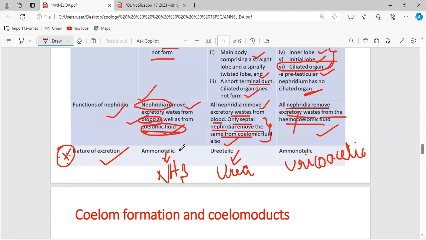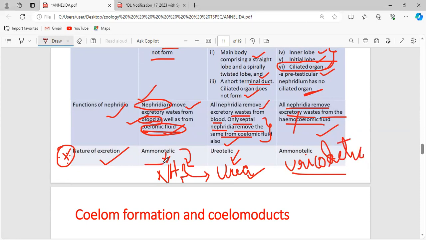Okay, ammonotelic, ureotelic, and uricotelic. In the case of ammonotelic, the excretory waste will contain ammonia. Urea is much less toxic than ammonia, so the urea will be eliminated in the excretory waste. In the case of uricotelic, the uric acid will be released as an excretory waste.